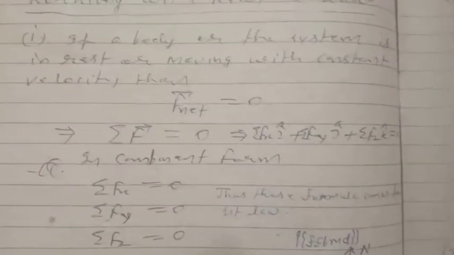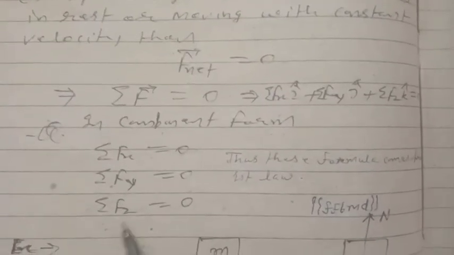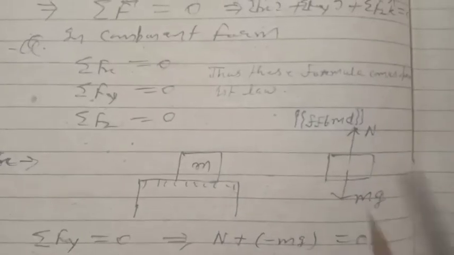This means that if a body is at rest or moving with constant velocity, then all force acting on the body in the x direction will be 0, in the y direction will be 0, and along the z axis will be 0. Here the situation is shown. For example, let a body of mass m be placed on a table and at rest. Now if we draw the free body diagram, N is working in the upward direction and weight is working in the downward direction. If we take one direction as positive, then the other direction will be negative.